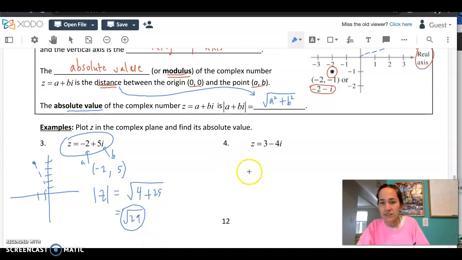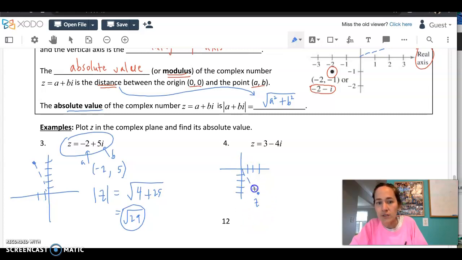Some of these, you're going to see some today that might just pop into your head. You might be able to guess the absolute value of this number without doing much computation. What quadrant are we in? We're over 3 positive, we're down 4 negative. We've got a point in quadrant 4. So there's the point z, 3 minus 4i.